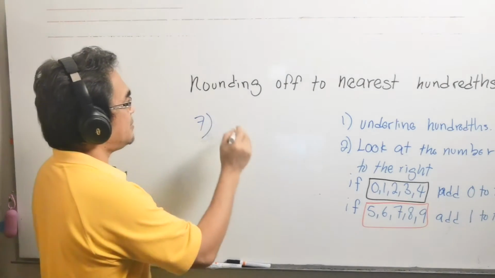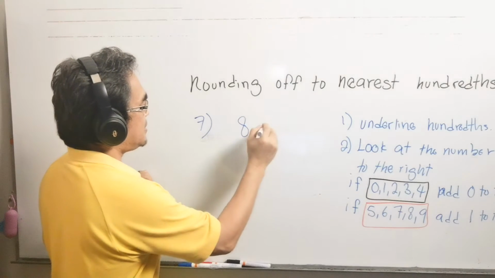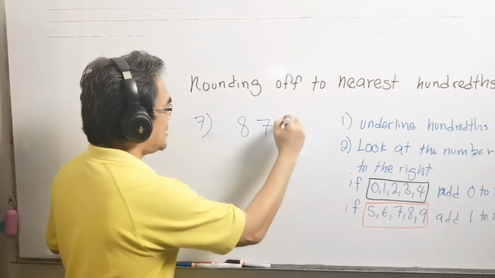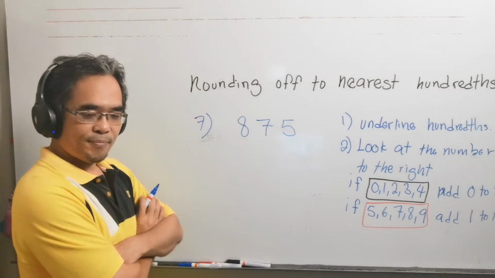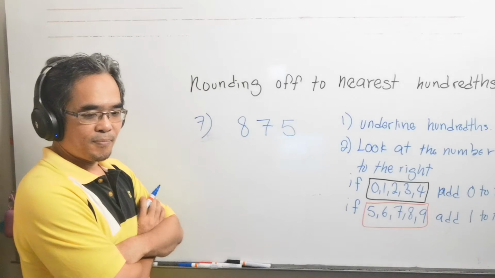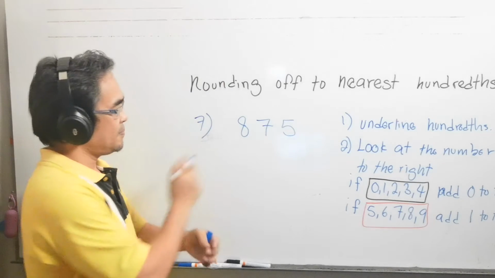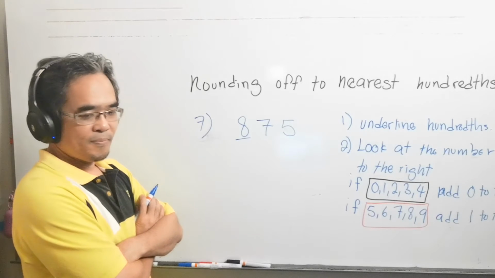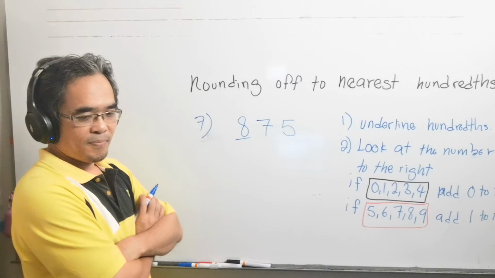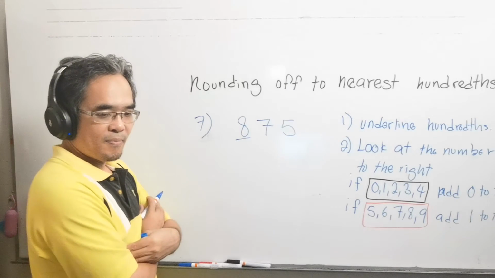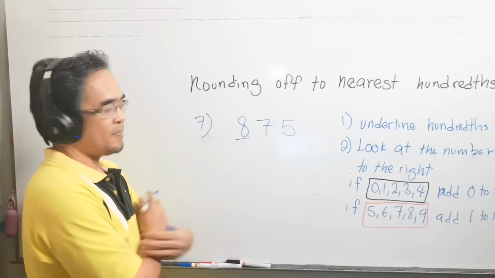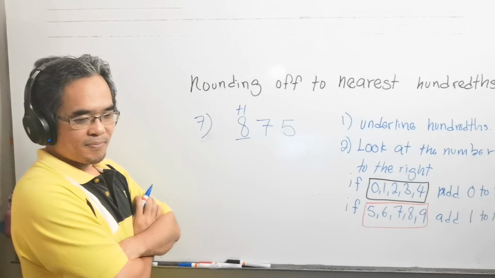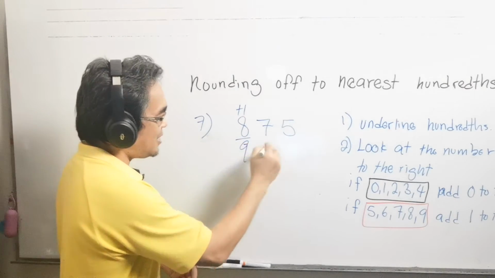Question number 7. 875. Okay. Add 1. 900.